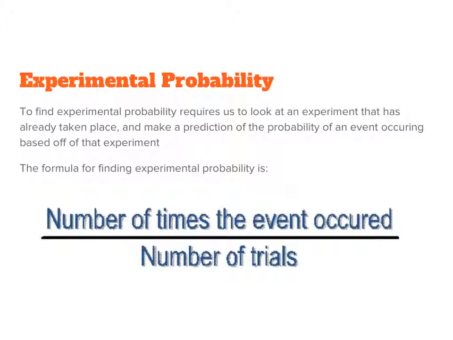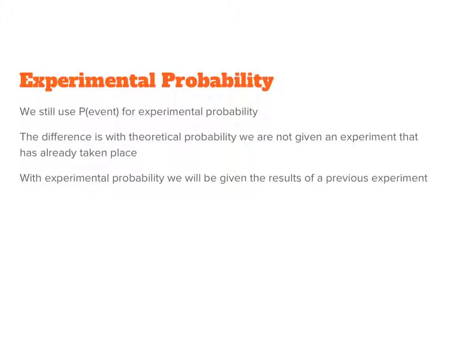So the number of times the experiment was conducted goes on the bottom, and the number of times the event that we wanted to happen happened goes on top. So we still use P of event for experimental probability. The difference is with theoretical probability, we are not given an experiment that has already taken place. With experimental probability, we will be given the result of a previous experiment.